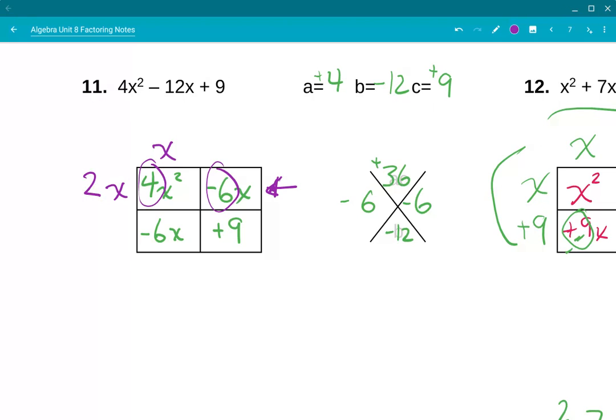Get rid of these. So, yeah, 2. What happened?